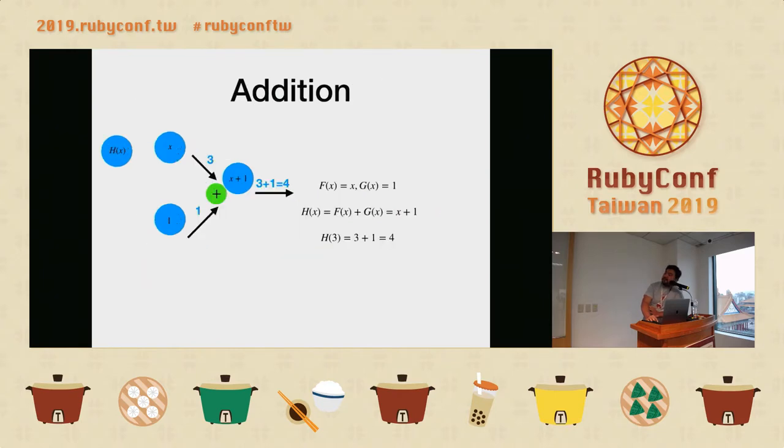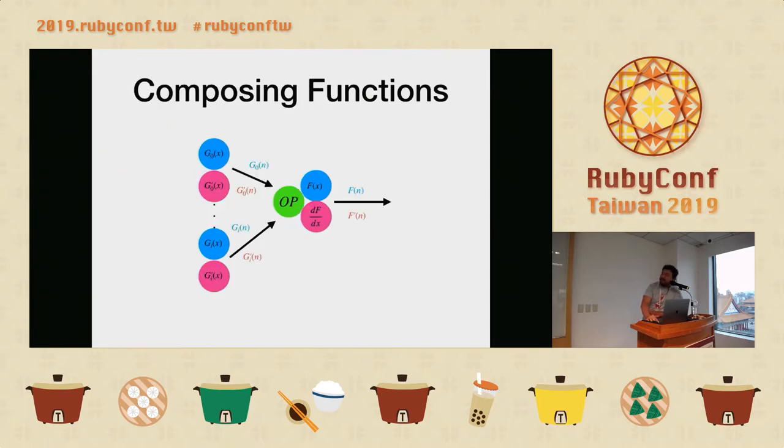So here we take a look, it's simple. The blue circles mean the actual values. Here we see a simple x plus 1. We want to see the value of it at x equals 3. So we just simply get 4, right? So that's for normal functions. Composition is pretty easy. But how do we compose differentiation functions? How do we compose differentials?